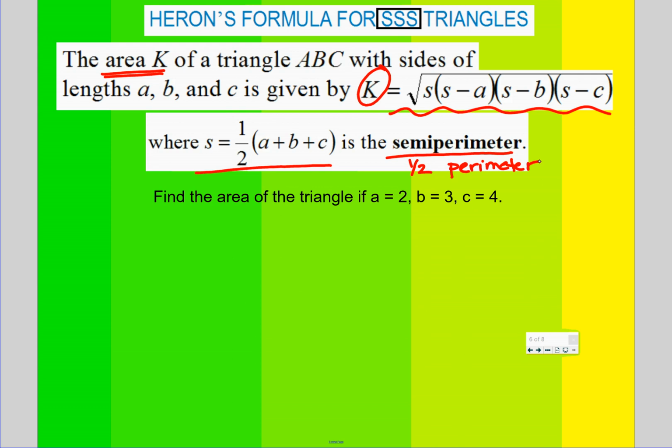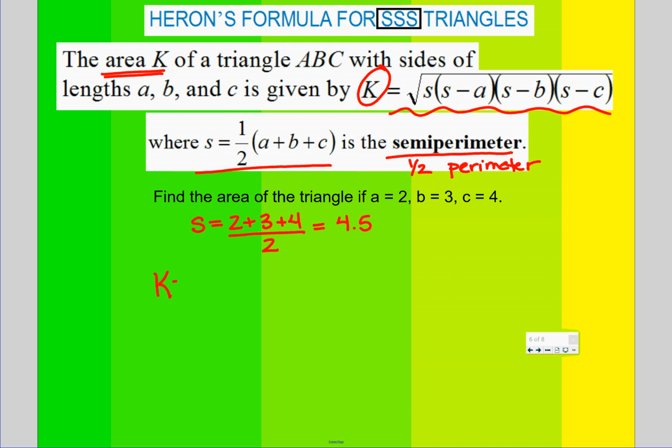So to use this formula, we really don't need to draw a picture because all we have are side lengths, but you can if you want to. You're going to find S first, so find the perimeter, divide it by 2, and then you're just going to plug everything into the formula. It's very quick and easy. So here I have 3 sides, 2, 3, 4. If I want to find S, I'm going to add them up. And you can either multiply by a half, or I just like to divide by 2. So that would be 9 halves, or 4.5 would be the semi-perimeter in this problem.